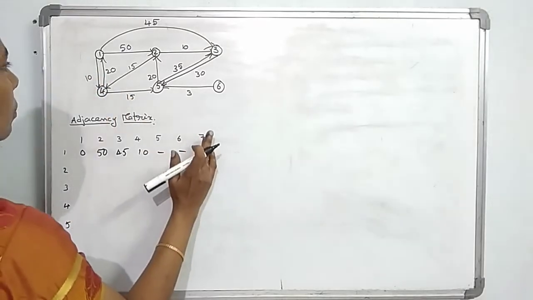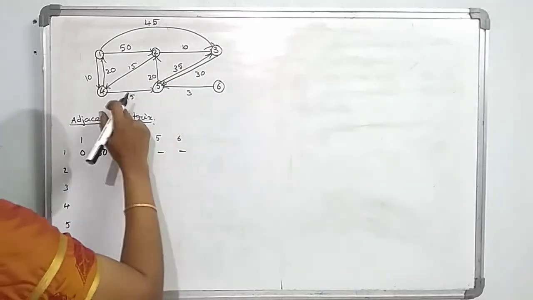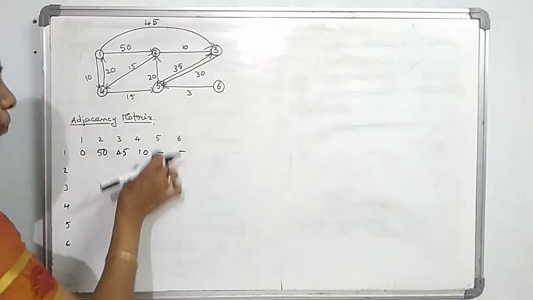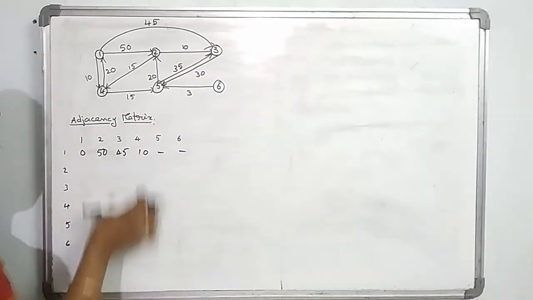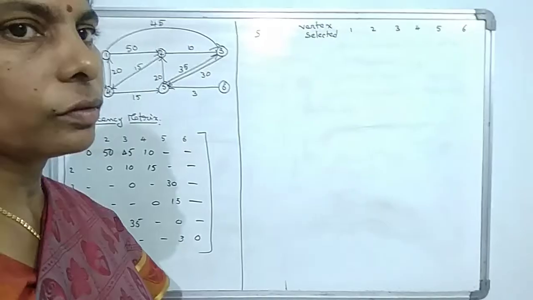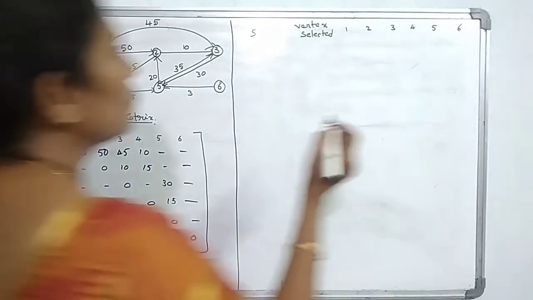So we have only 6. In that we can take this one, and we can fill the remaining rows. So this is the adjacency matrix. Now we will find out this one.